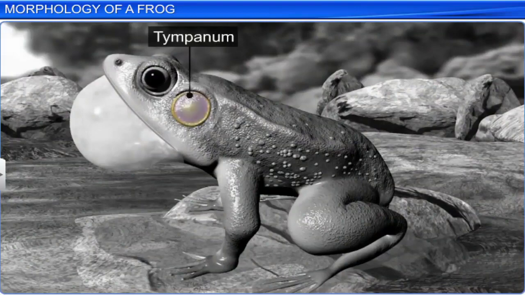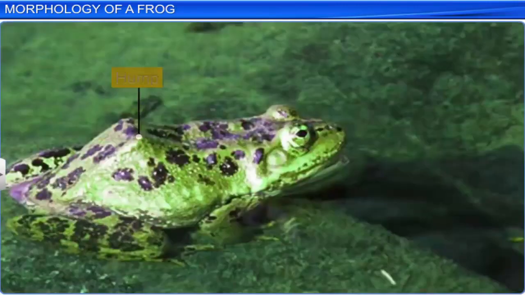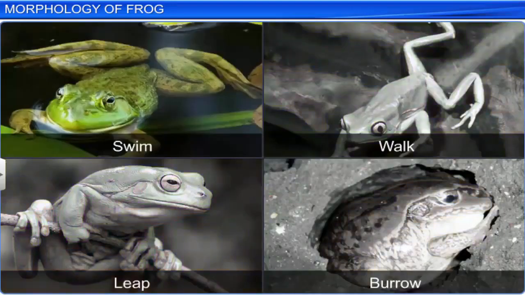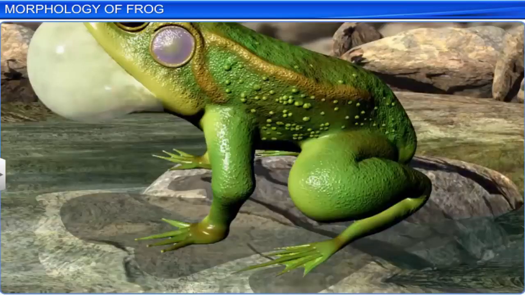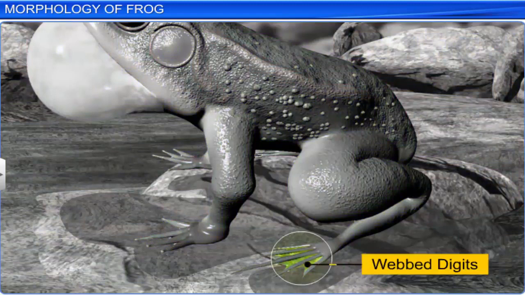The head is attached to the trunk, which is a broad structure that usually shows a hump in the sitting posture. It bears two pairs of limbs, forelimbs and hind limbs, that help to swim, walk, leap and burrow. The hind limbs have 5 digits and are larger and muscular than the forelimbs, which have 4 digits. Moreover, the long digits of the hind limbs are connected by a web that helps to swim.